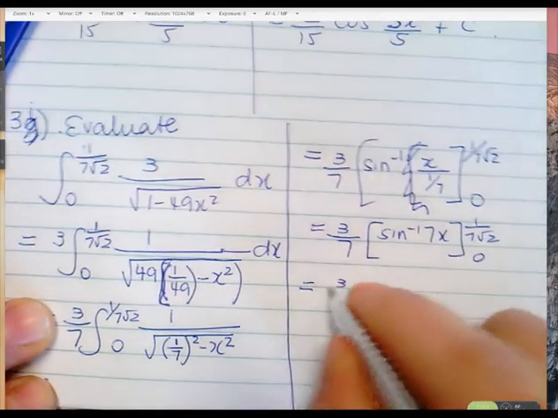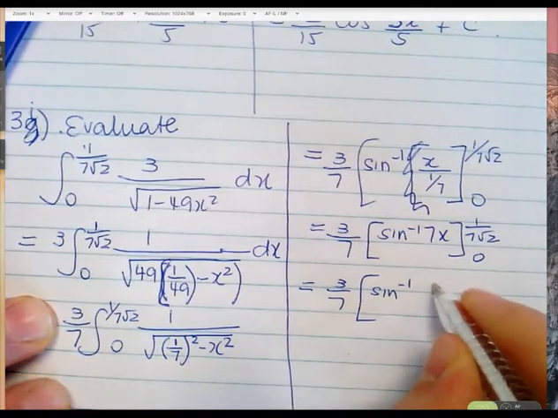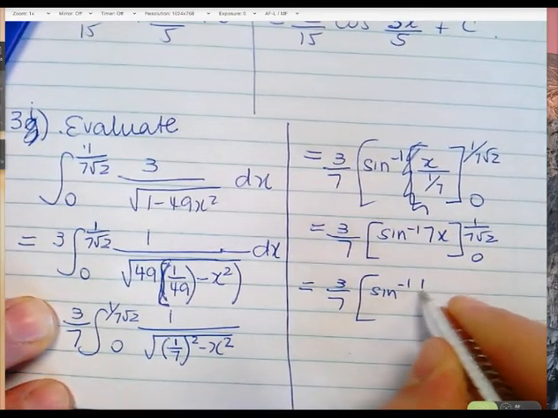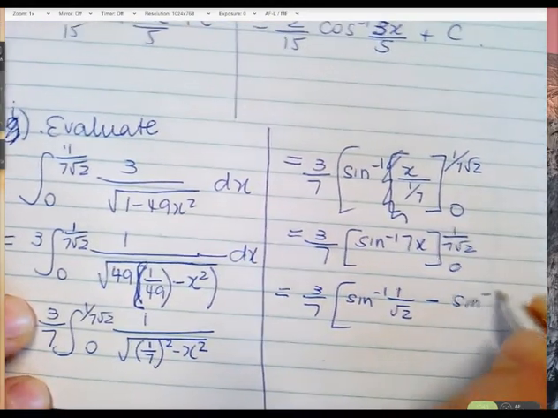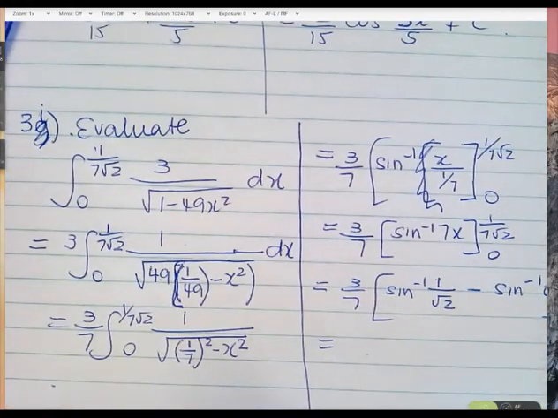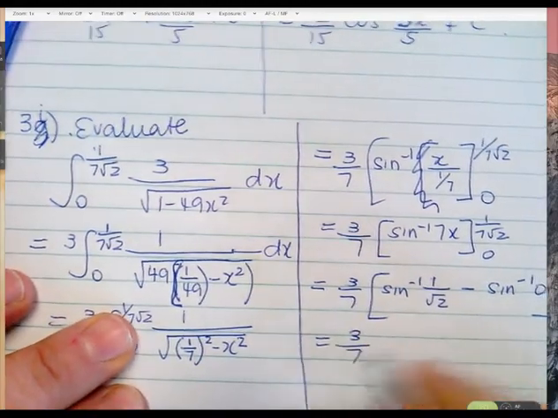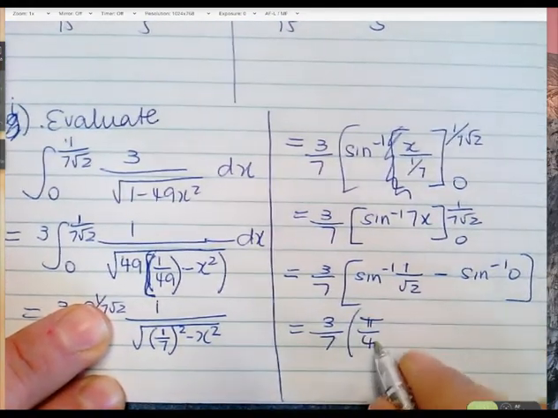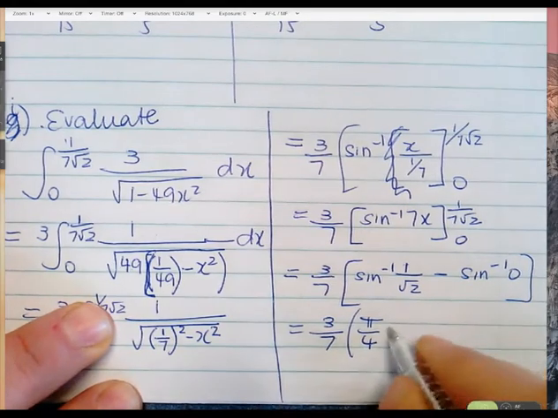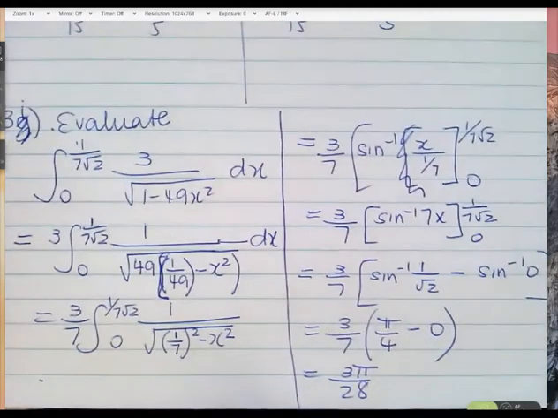Is that what you got? Yeah. 3 on 7, inverse sine, what's 7 over 7 root 2? 1 on root 2. Minus inverse sine of 0. So sine of what gives you 1 on root 2? So, yeah, that's how you do it. Sine 45, which is pi on 4. Sine of what gives you 0? 0. So therefore it's 3 pi on 28.